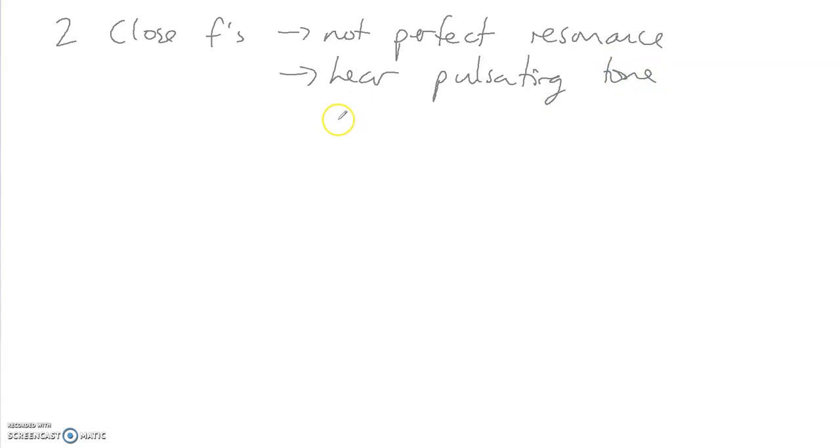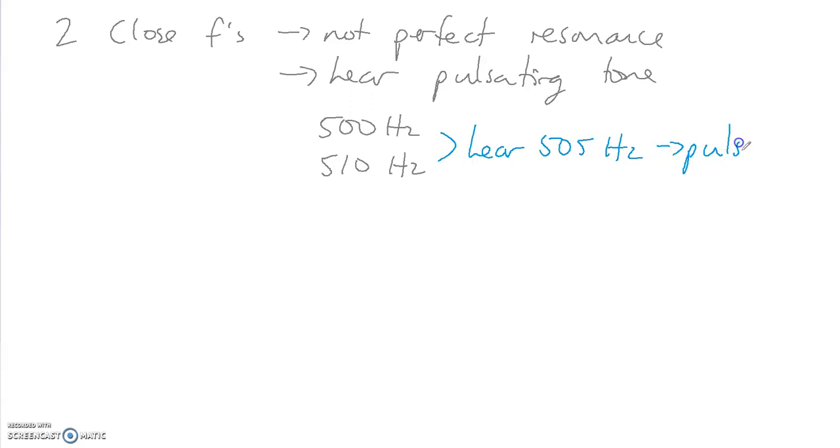For example, let's say you have two tones that are really close. Suppose you've got 500 hertz and you have 510 hertz. Well, you won't actually hear either of these, you will hear 505 hertz. You'll hear the average, except this will pulsate in volume. And this is what you call beats. You'll hear the average frequency of the two sources, but it'll pulsate in volume.